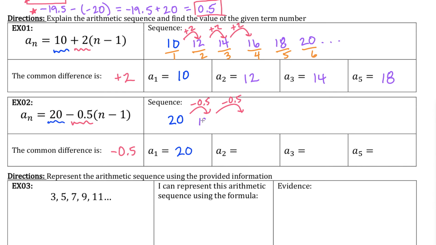So that's 19.5, 19, 18.5, 18, and we'll put 17.5 here. Remember that this is the first term, this is the second term, this is the third term, this is the fourth, this is the fifth, and this is the sixth. So my second term is 19.5, my third term is 19, my fifth is 18.